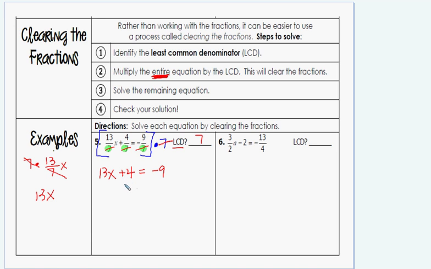I just want to do my inverse operations. So to get 13x completely by itself, we first need to move the 4 by subtracting it off. So I'm going to subtract off that 4. That cancels here, and I have 13x is equal to negative 13. Our last step to get x completely by itself would be to divide. So I take both sides and divide by 13, and I get that x is equal to negative 1.